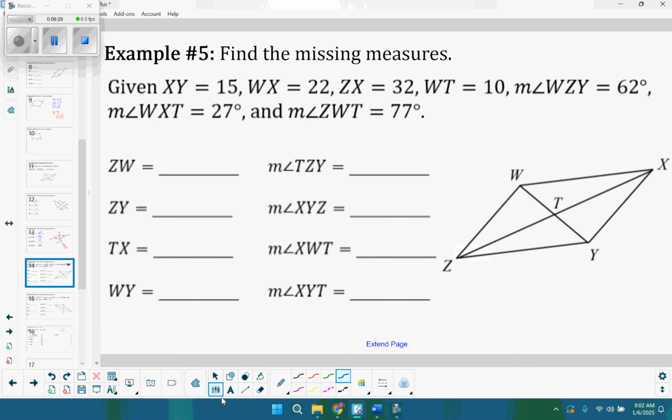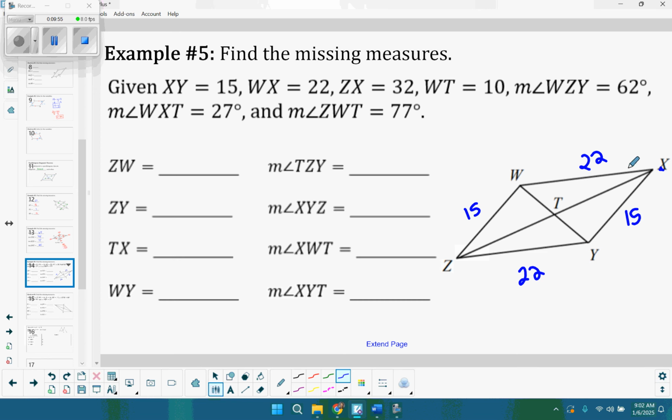So in this problem, we have it all. We have segments and we have angles. What I would recommend doing for a problem like this is focus on just one piece of the puzzle at a time. I'm going to focus on just the segments at first. So I'm going to fill in XY. XY was this side, was 15, so I could fill in 15 here as well. WX was 22, so I could fill in 22 here as well.